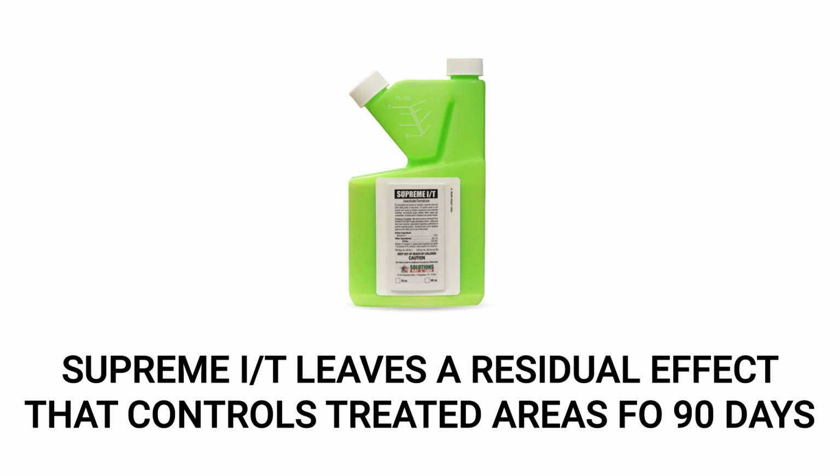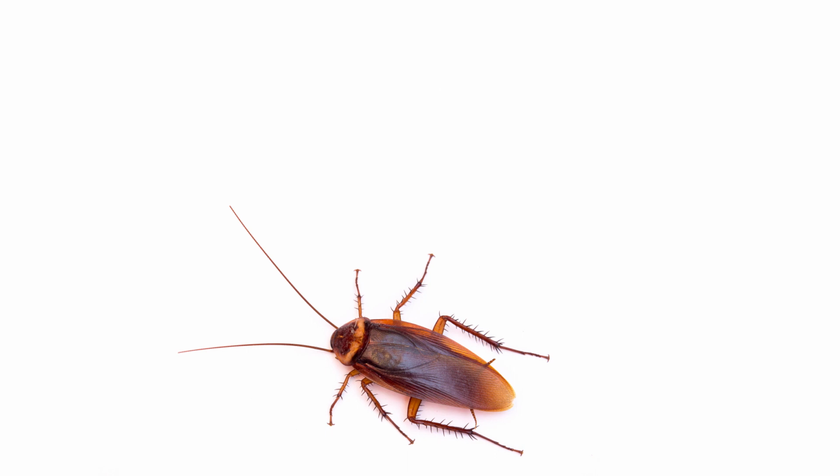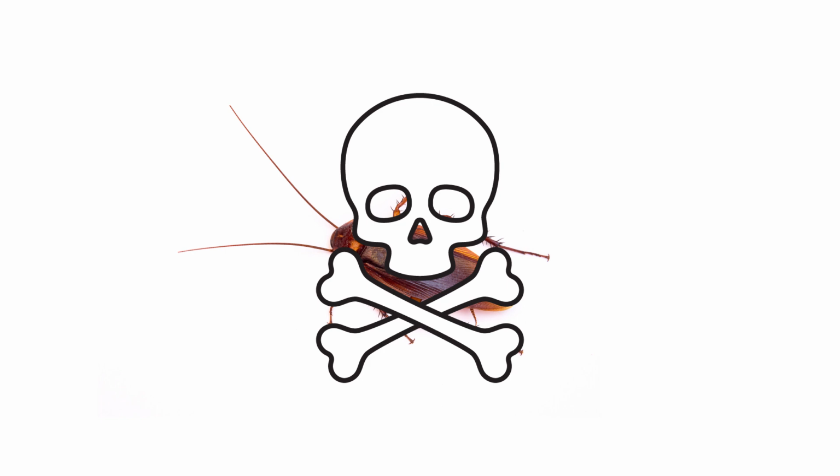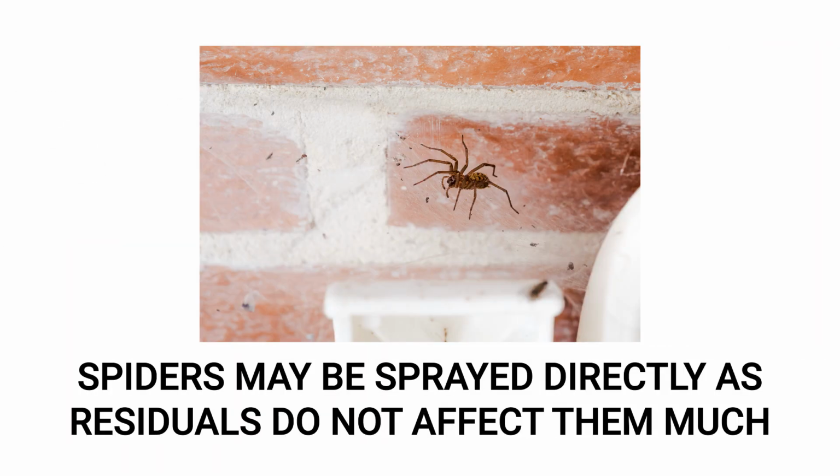This product will leave behind a residual that lasts for up to 90 days and will control over 70 different pests. Labeled pests that make contact with the residual will have their nervous system impacted, eventually dying in several hours. If you encounter any spiders while applying, you may spray them directly, as residual effects from insecticides have little effect on spiders anyway.